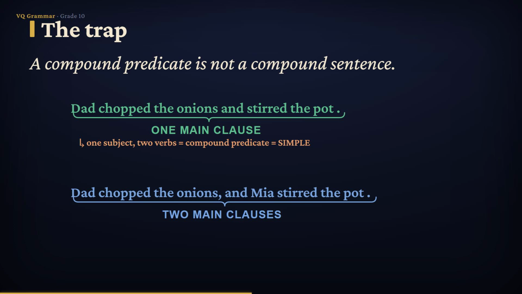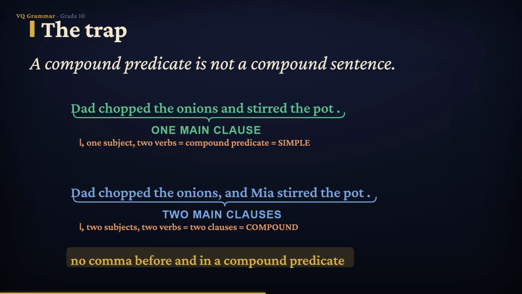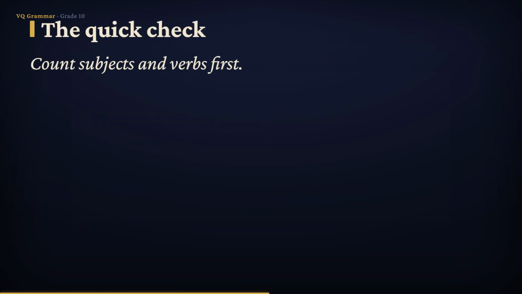So now we have two main clauses, and the sentence is compound. That second half could walk away and be a whole sentence by itself. And notice the comma. It arrives only when a real second clause arrives. Never put a comma before "and" when you only have a compound predicate. Let's turn all of that into a check you can run in a few seconds.